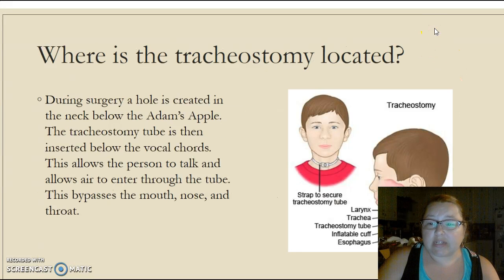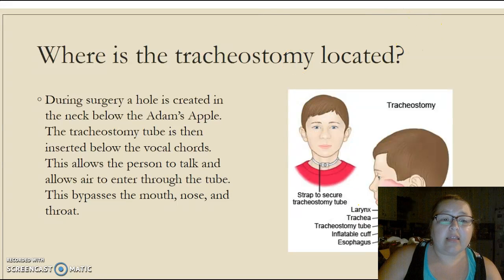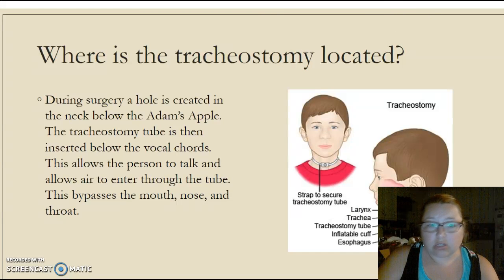Where is the tracheostomy located? During surgery, a hole is created in the neck below the Adam's apple. The tracheostomy tube is then inserted below the vocal cords. This allows the person to talk and allows air to enter through the tube. And this bypasses the mouth, nose, and throat.